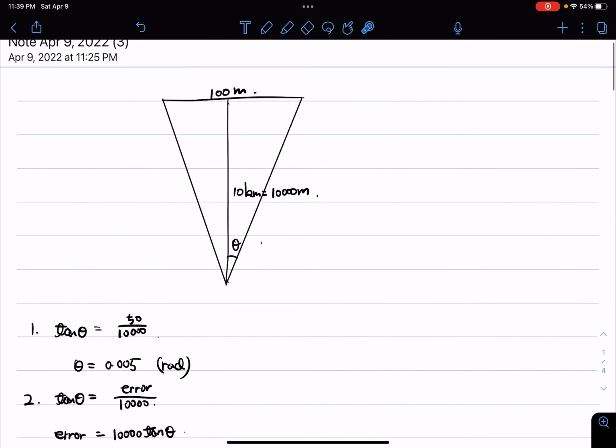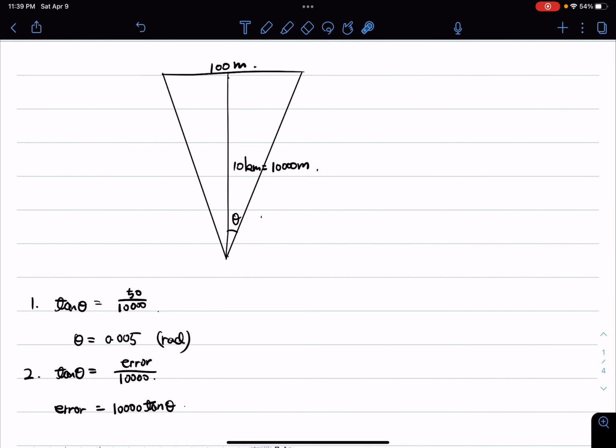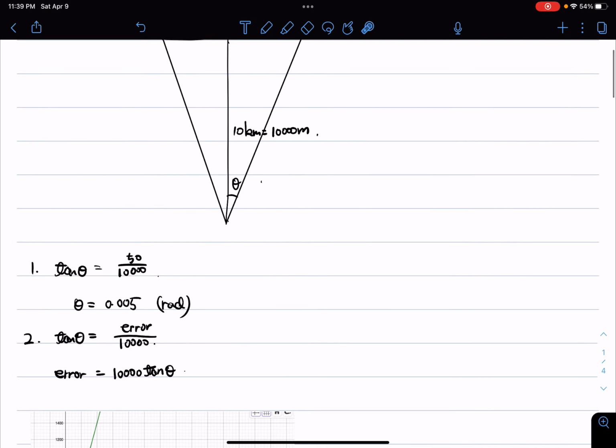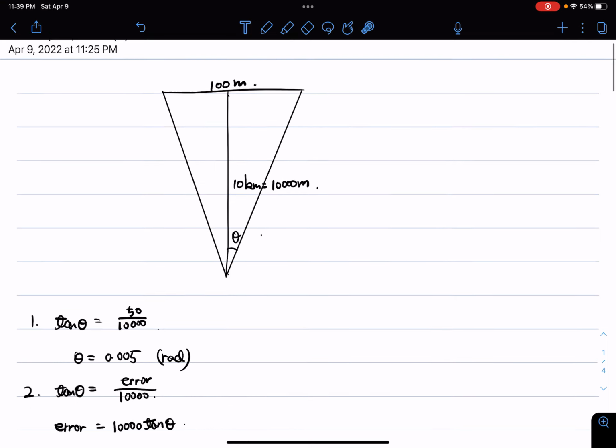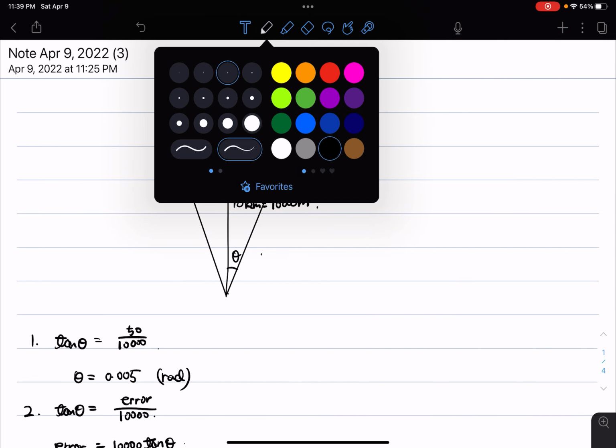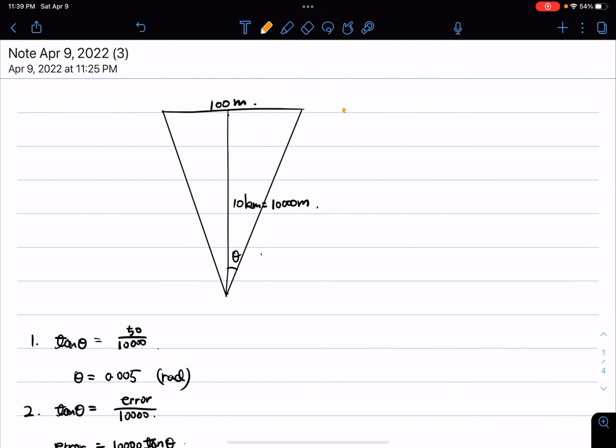My second question is to assume that theta is 0 degrees, 1, 2, 3, 4 degrees, and plot a graph of theta on the x-axis and the error on the y-axis, which will use an equation I've previously made right here. Tangent theta equals the error over 10,000 meters, because wherever the ship is, for instance, when the ship arrives right here, this is going to be the error.